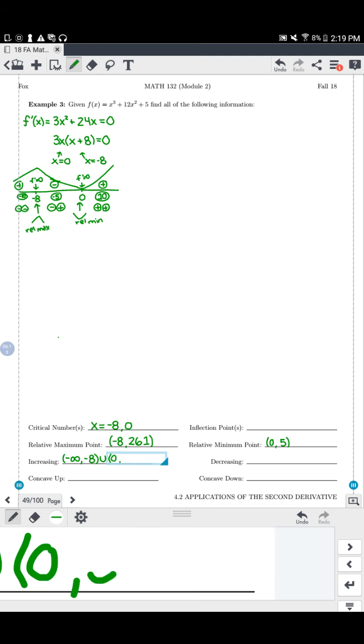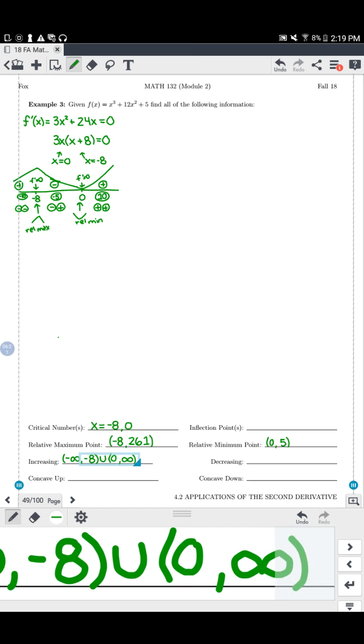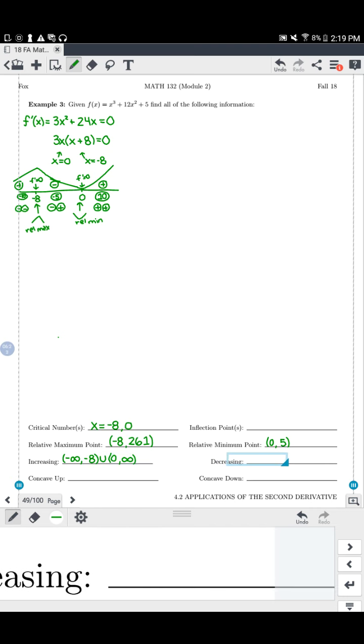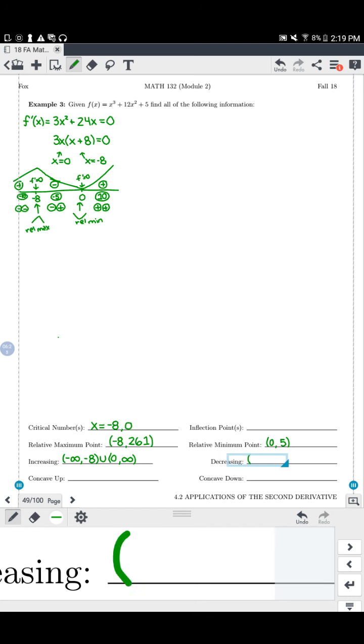So just be super careful. Don't accidentally put like 10 to infinity. That was our random test value. Only critical numbers and infinities are in these answers. Same thing with decreasing. I want a negative first derivative, and that happens between my two critical numbers, negative 8 and 0.